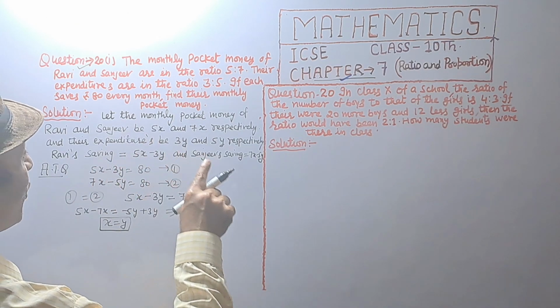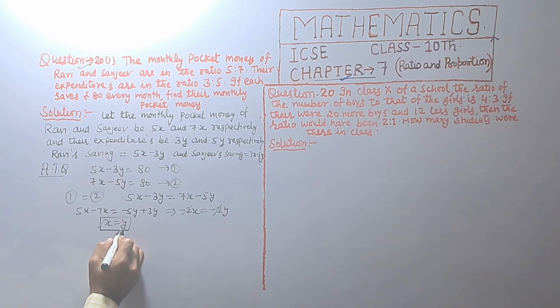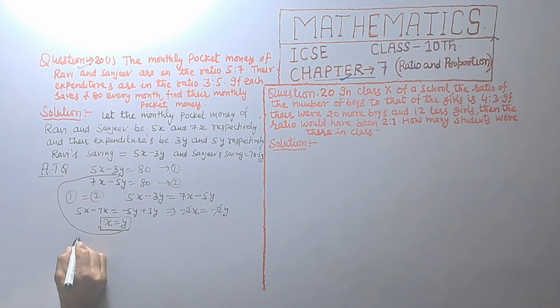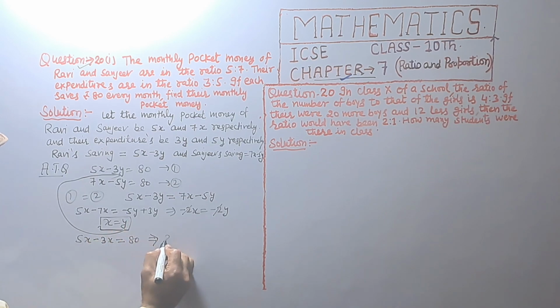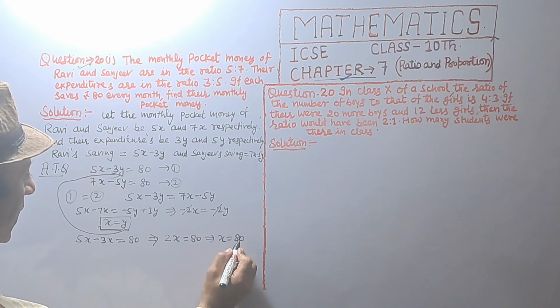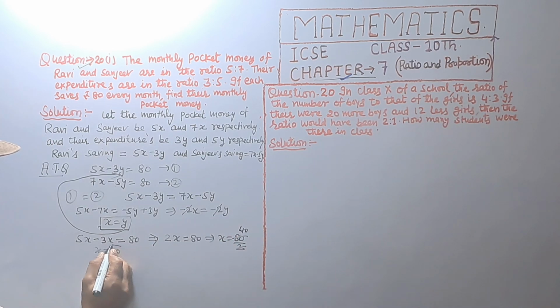And find their monthly pocket money. We are putting y is equal to x in first. 5x minus 3x is equal to 80, which implies 2x is equal to 80, so x is equal to 80 divided by 2, that is 40. x is equal to 40.